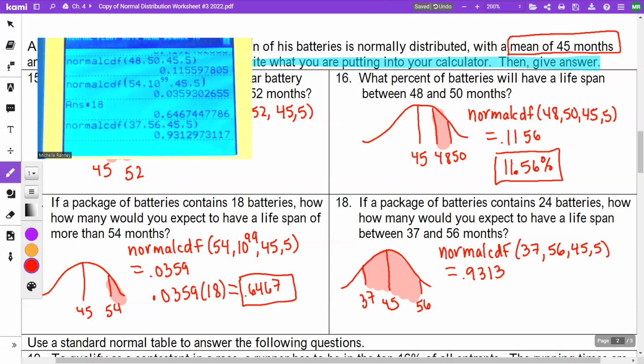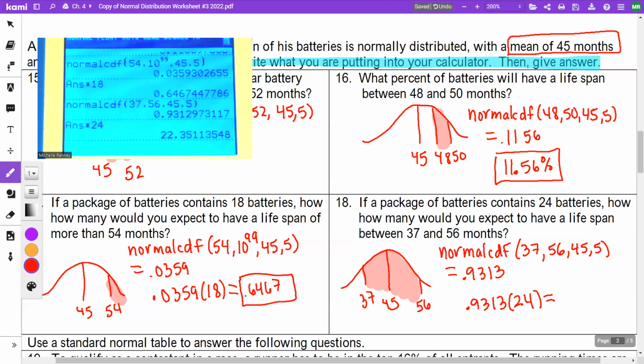93.13%, so 93%. And so I'm going to take that 0.93, which is 93%, and times it by 24 batteries to see how many. So times it by 24, and we get about 22. Okay, so about 22 batteries. This one here might round up to about a 1, but no more than that.